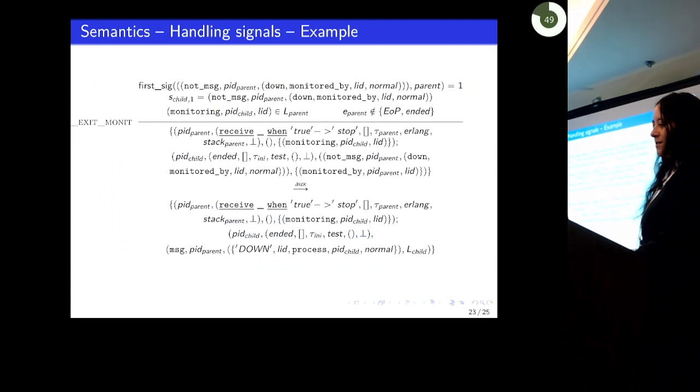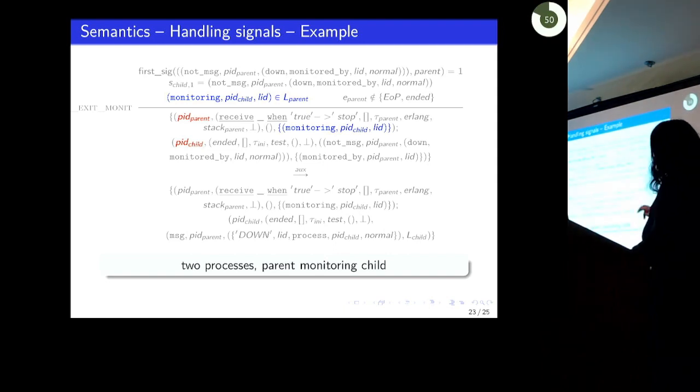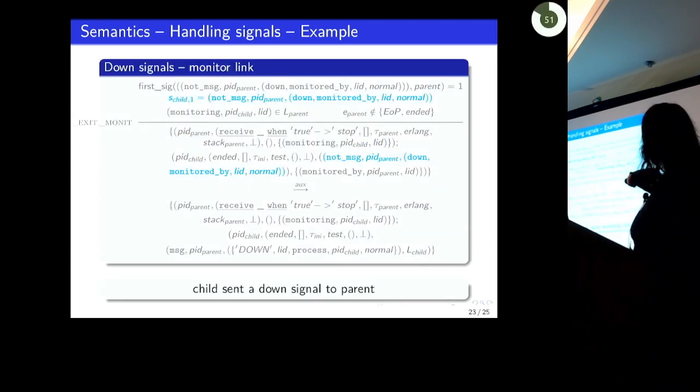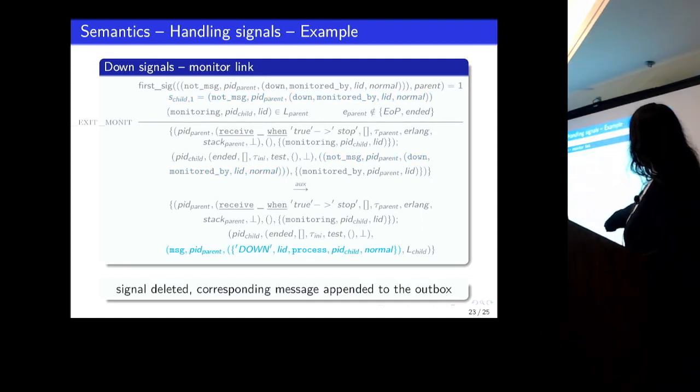For our example, here is the thing. You can find the two processes, PID parent and child. You can see that the parent is monitoring the child. And here you can see that the child has sent a down signal to the parent, which means that the signal is deleted and a corresponding message has been appended to the outbox.